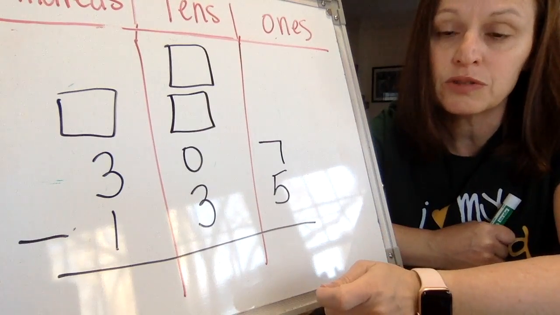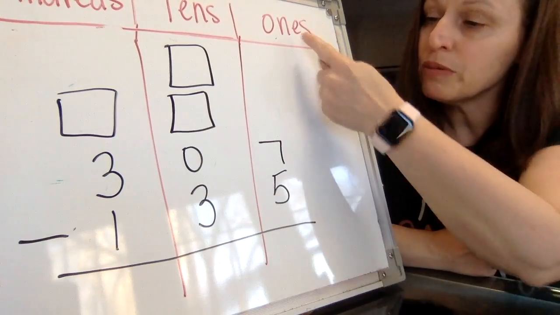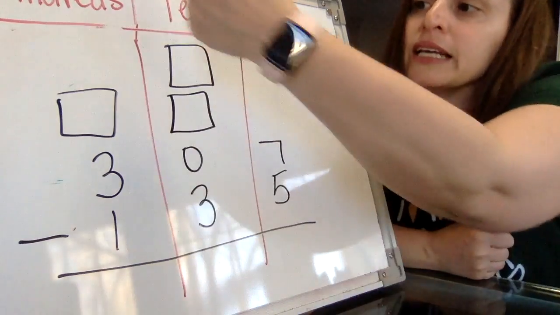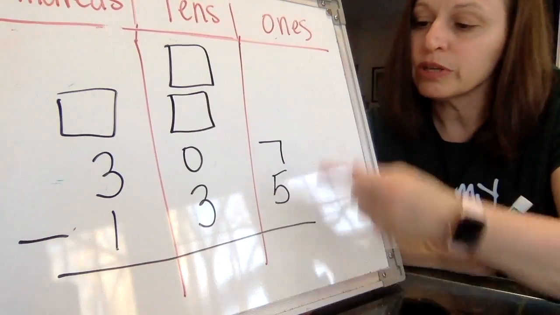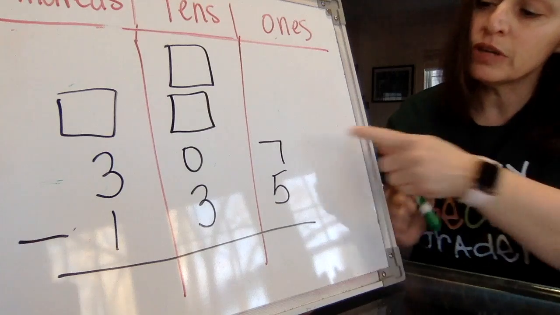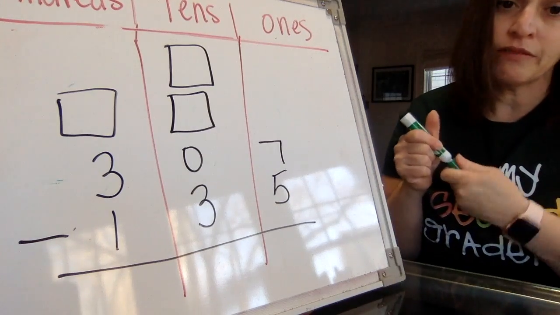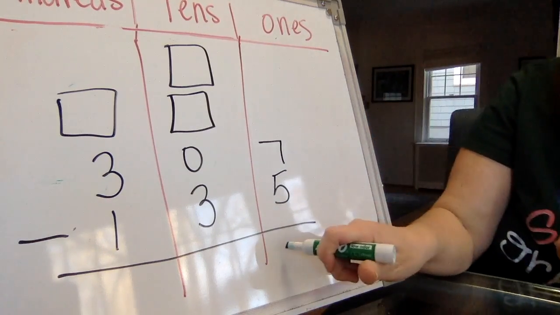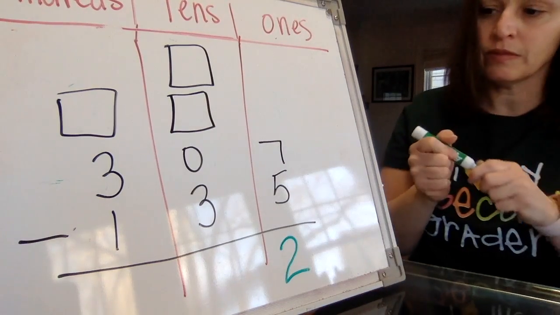And remember, when we're subtracting or adding, doing anything, we always start in our ones, and then we go to our tens, and then we go to our hundreds. So we're going to start in our ones today, just like we always do. And we have 7 minus 5. Easy breezy, no regrouping. 7 minus 5 is 2.